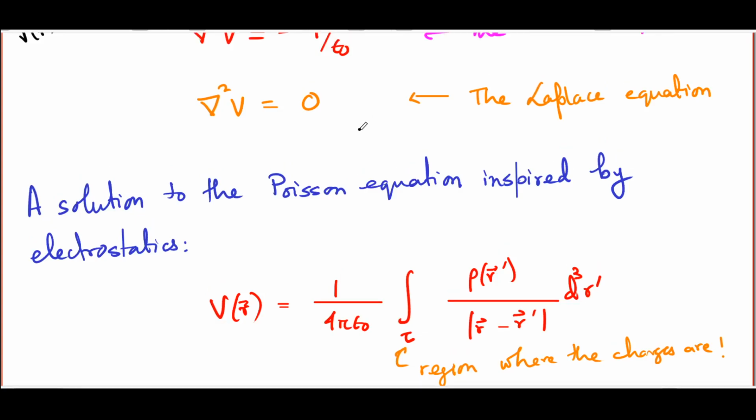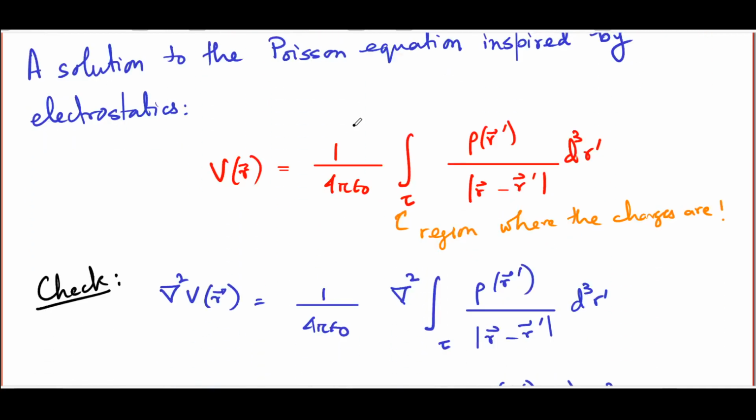Before we get all excited and claim that we have managed to solve the Poisson equation once and for all, let us first check whether this is a solution at all. The check is pretty simple. You have to calculate the Laplacian of this V and see whether it does give you minus rho over epsilon 0. Now the Laplacian is a differential operator.